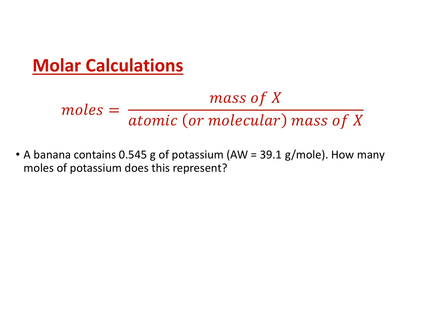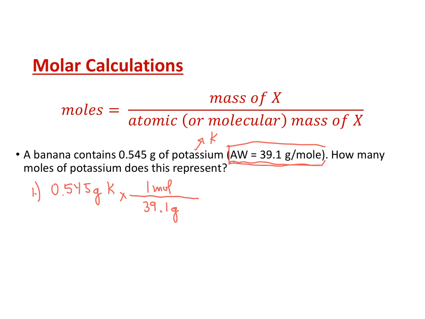And so let's look at this calculation in an example here. A banana contains 0.545 grams of potassium, and I've given you the atomic weight of potassium. Potassium is 39.1 grams per mole. How many moles of potassium does this represent? So we can do this calculation two ways. We can do this calculation just looking at normal dimensional analysis. So I have 0.545 grams of potassium, right, where potassium is K, symbol K. And I know from the information given, my conversion factor, that for every 1 mole of potassium, I need to have 39.1 grams. That's this conversion factor right there. And I'm just using that conversion factor to go between grams of potassium and moles of potassium.